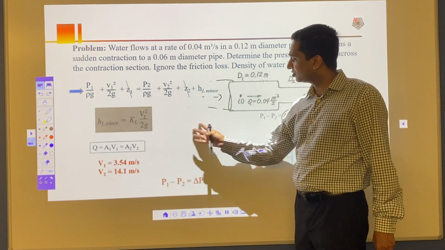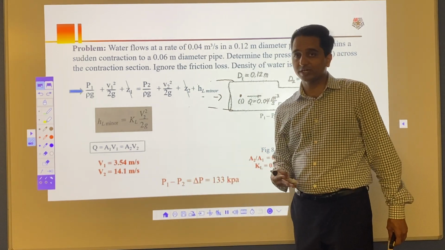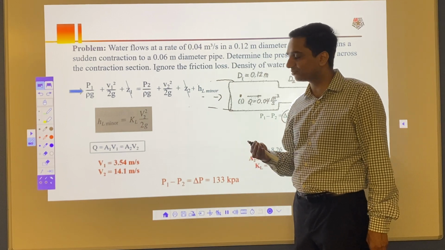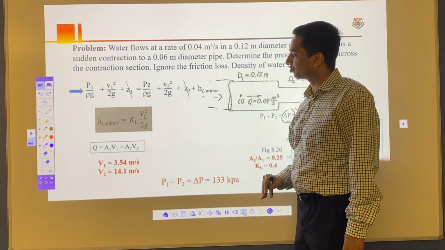So here all you have to do is do this calculation. I am assuming that you are doing this calculation. Don't just read the problem, practice the problem, it's very important. But now you know how to solve this problem.